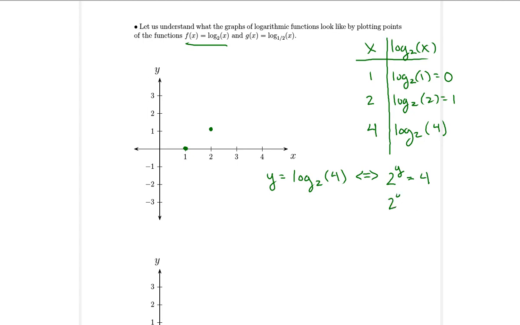And then looking at that, of course, 2 squared equals 4, so that means y must equal 2. So I know that that's equal to 2. And then let's just do one other one here. So I can put a point here, and then let's go to the left of 1.